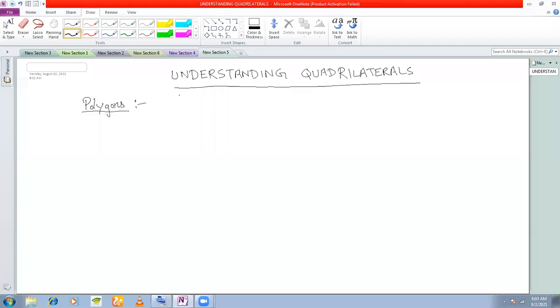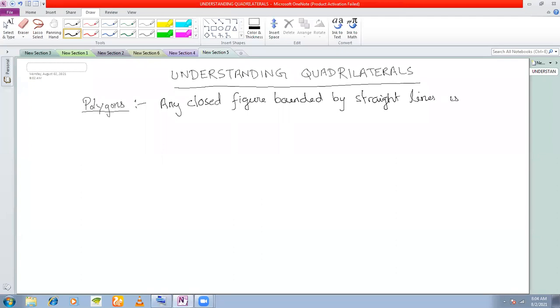Any closed figure bounded by straight lines is called a polygon. Okay.